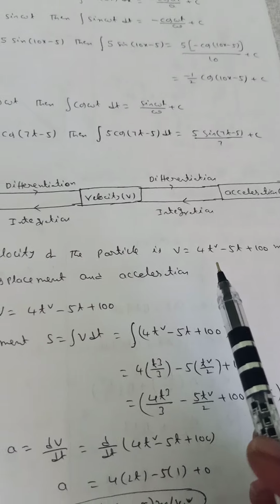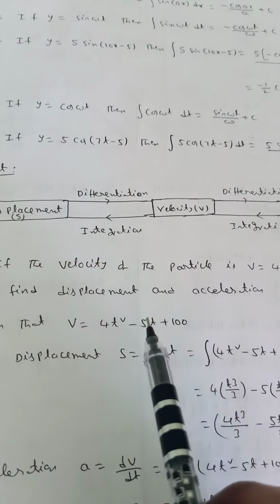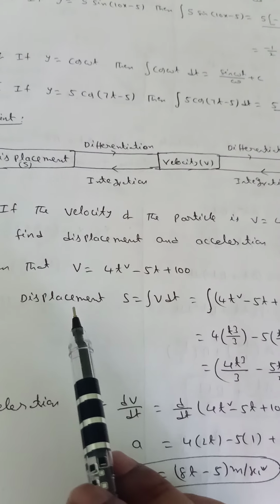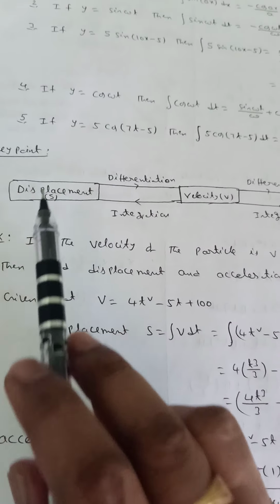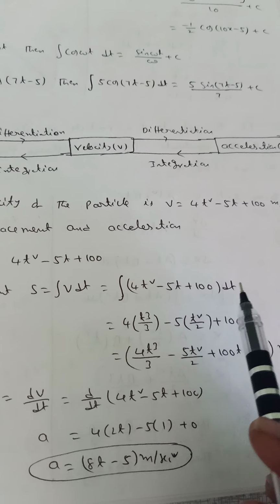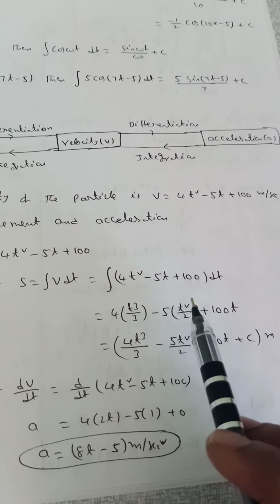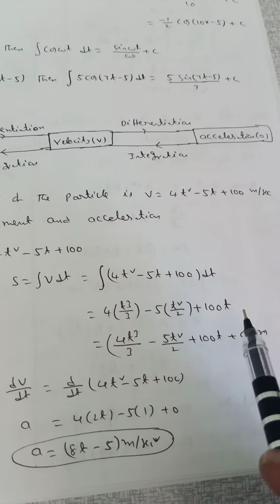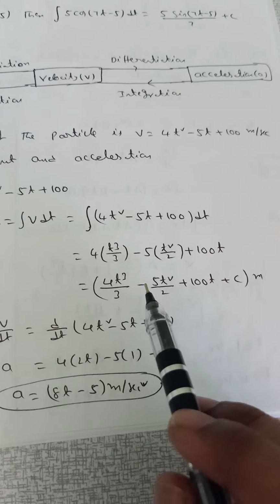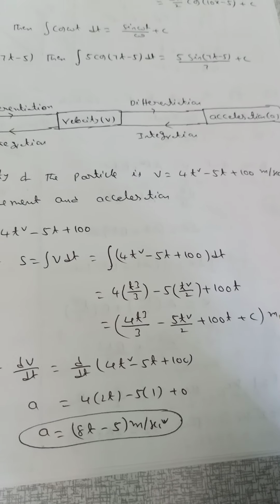The velocity of the particle is v is equal to 4t square minus 5t plus 100. The velocity is given, but the integration of velocity is called displacement. S is equal to integral v dt, integral of 4t square minus 5t plus 100 dt. 4 into t square integrates to t cube by 3, minus 5 into t integrates to t square by 2, plus 100 into 1 integrates to t. It simplifies to 4t cube by 3 minus 5t square by 2 plus 100t plus c. C is the integration constant, in meters.